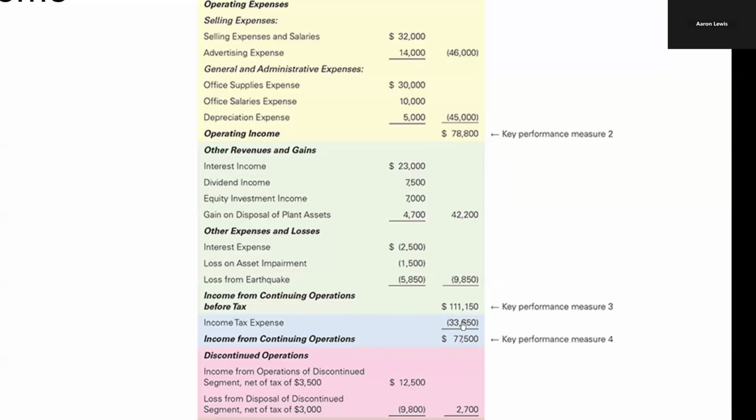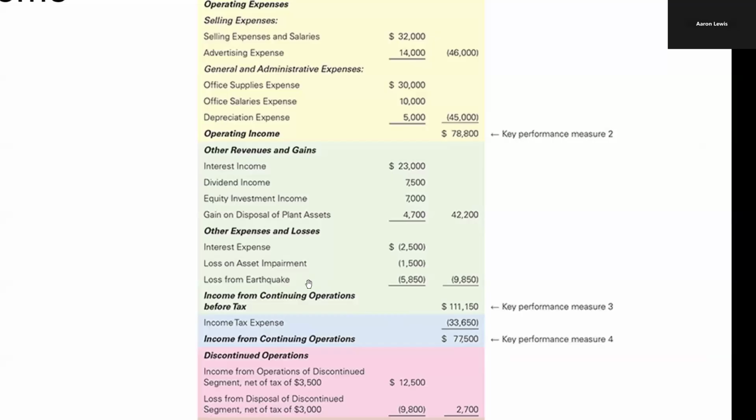But we were at their income from continuing operations before tax, $111,150. Well, we all got to pay taxes. We all hate it. They paid $33,650 in income tax expense, resulting in income from continuing operations of $77,500. So all of the things that they can reasonably expect to have happen next period leads to income of $77,500. I doubt that loss of earthquake is going to be there, but all in all, this is what we have from the elements of our business, which are going to continue.